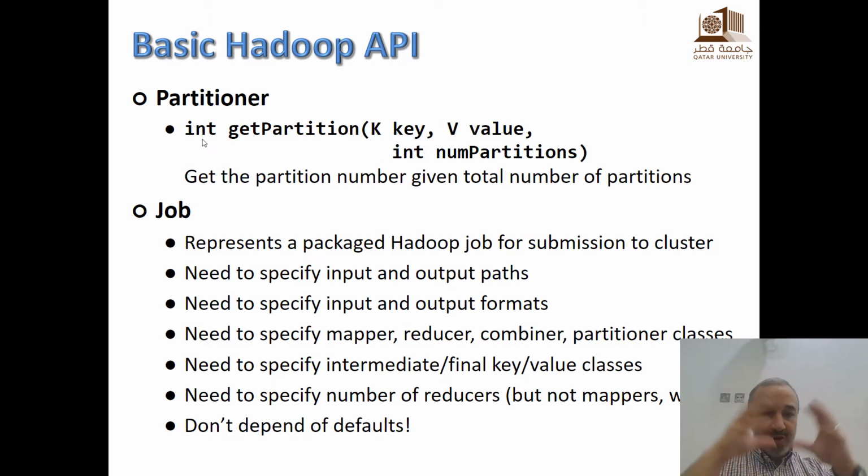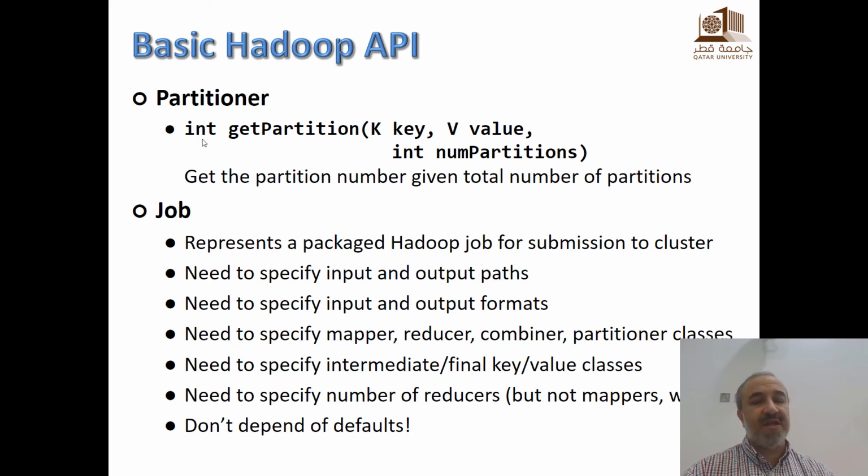Now, of course, there is the configuration of the job. You need to specify the input and the output paths. You need to specify the input and output formats. You need, in that configuration, to specify where is the mapper class, where is the reducer class, the combiner, and partitioner classes. You need to also specify the types of the intermediate output, which is the output of the mapper. And you need to also specify, you don't have to, okay, I think you have to, but there is a default, I think.